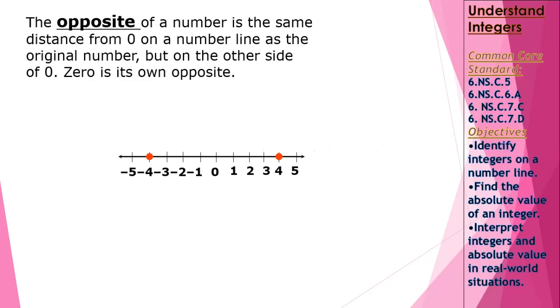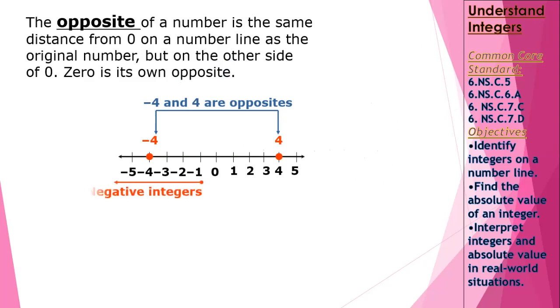Okay? So if I want to find the opposite of 4, it will be what? Negative 4, because it has the same distance from 0, but in the other direction. So again, what is the opposite number? The opposite of a number is the same distance from 0 on a number line, but on the other side of 0.